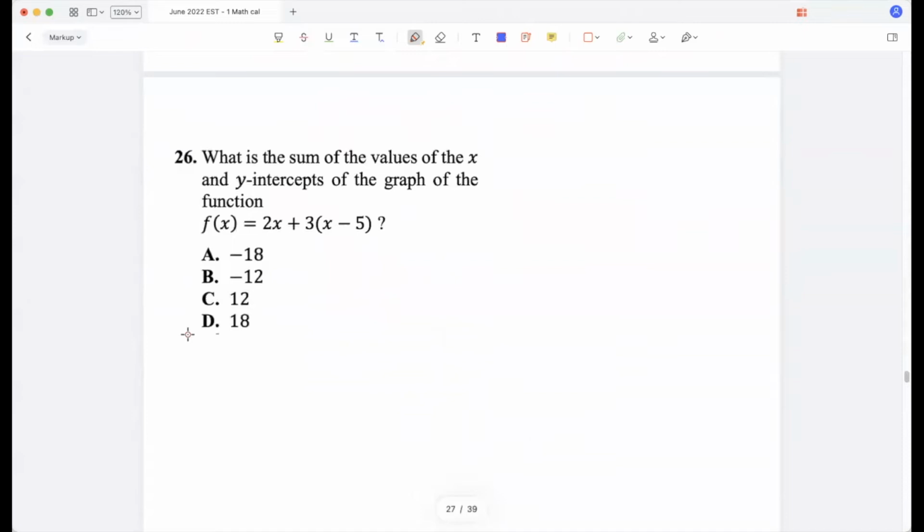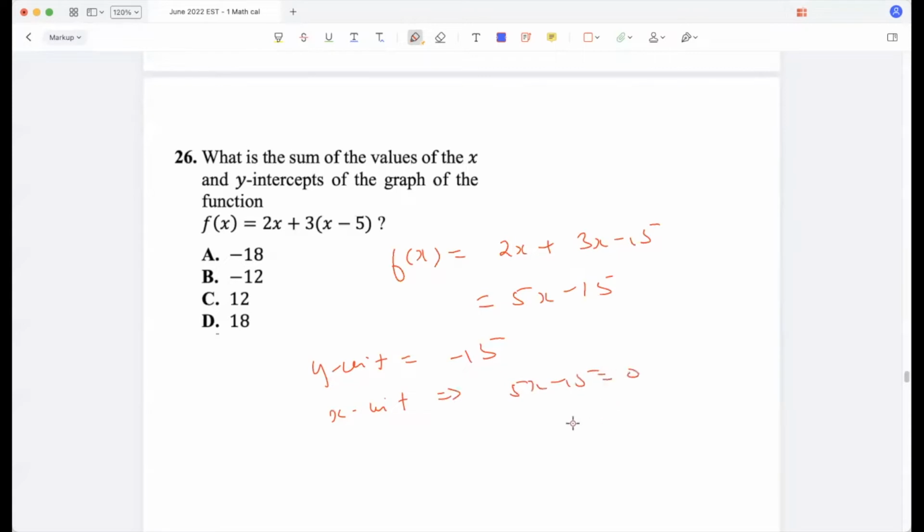What is the sum of the values of the x and y intercepts of this function? So f(x) is 2x plus 3x minus 15, which is 5x minus 15. So y-intercept would be negative 15. And for x-intercept, 5x minus 15 is 0. So x is 3, right? So the sum is negative 12.